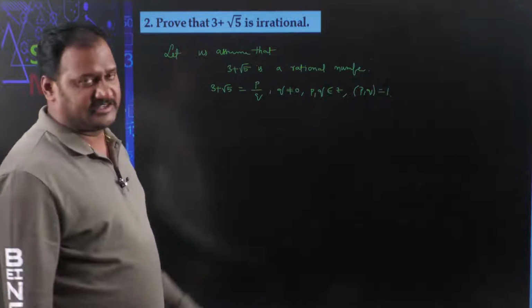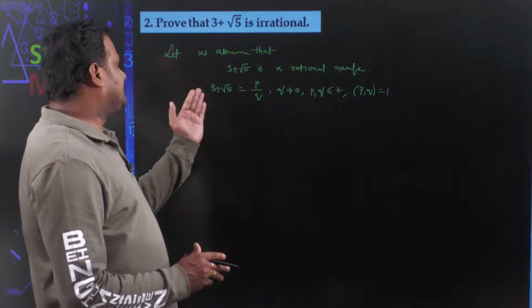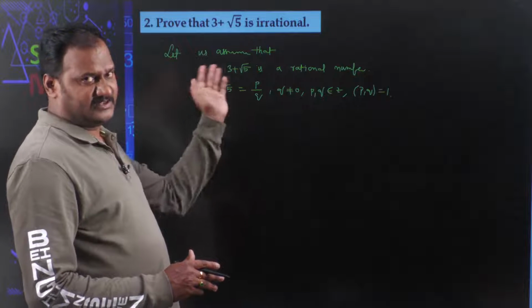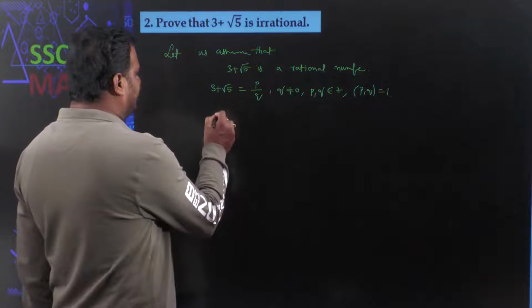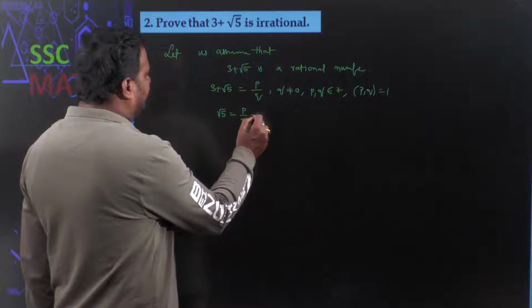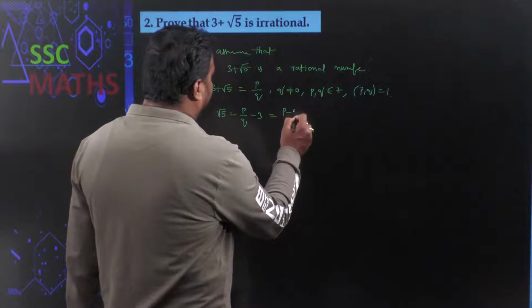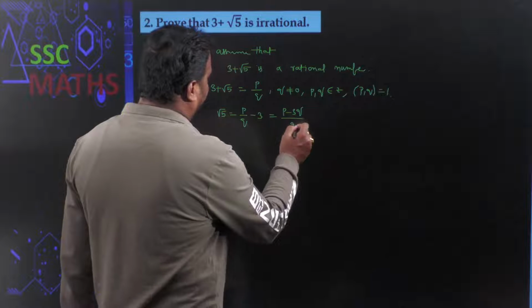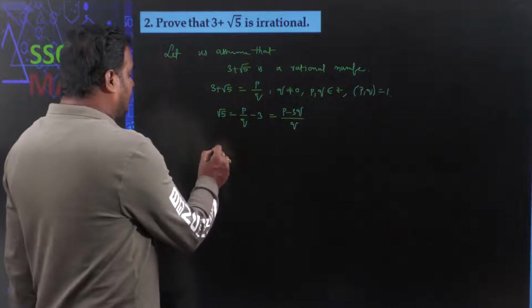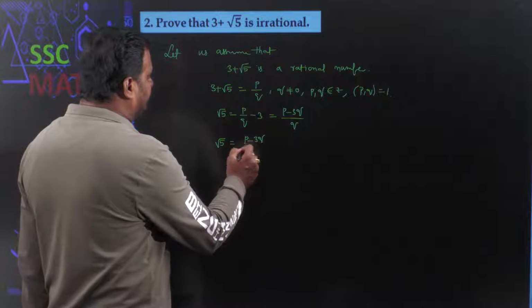Now 3 plus root 5 is equal to P by Q. What do we do here? We transpose the 3 to the other side. Then root 5 is equal to P divided by Q minus 3. Then you can write it as P minus 3Q divided by Q. So finally, root 5 is equal to P minus 3Q divided by Q.